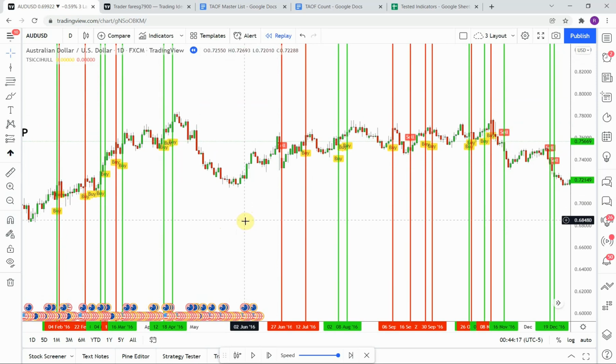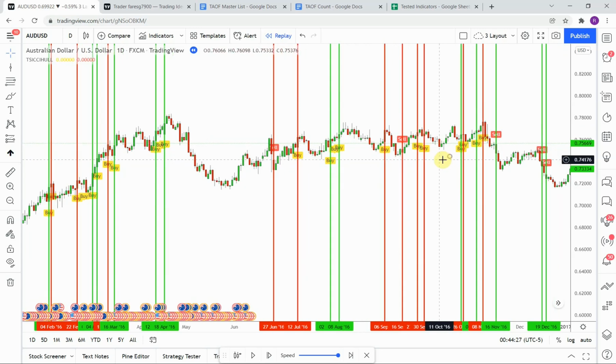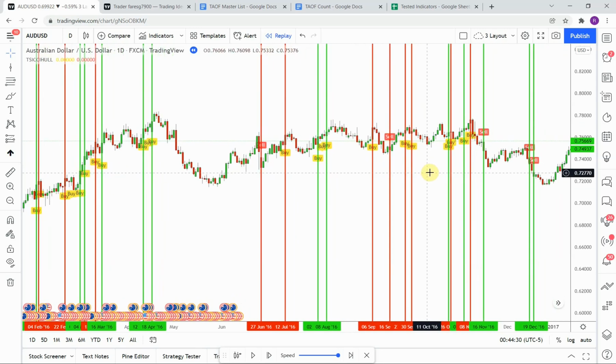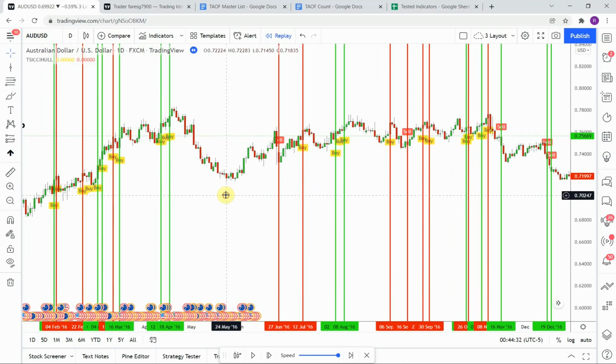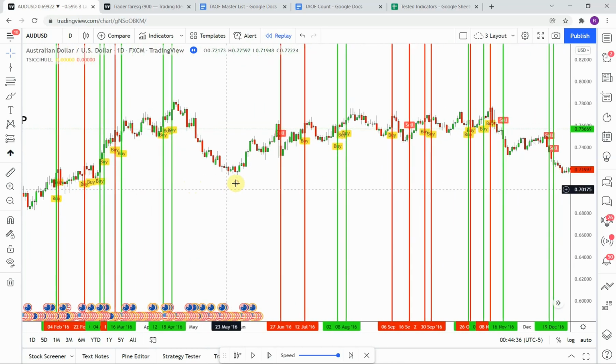And this one kind of fell victim to the same thing, where it just was a little bit too fast, a little bit too twitchy, giving these signals where it really shouldn't have been. And if we could have avoided some of those, maybe this would have been a decent indicator to mess around with. But as it stands, this one is going to go on the no list, just like the other one, and we will move on to the next indicator from here.